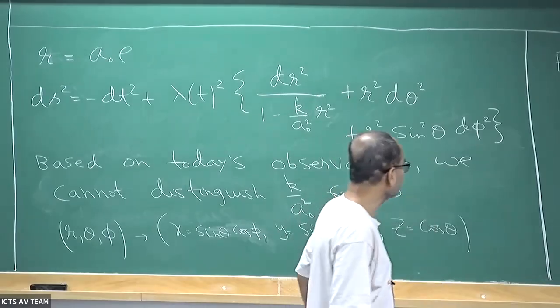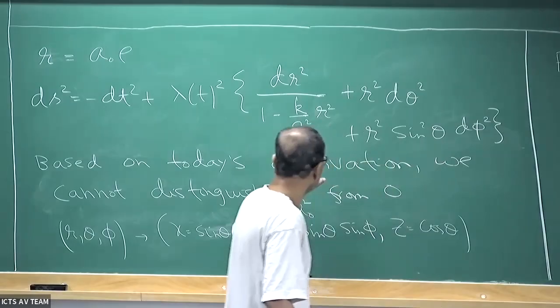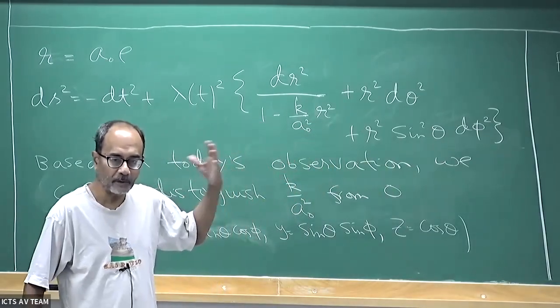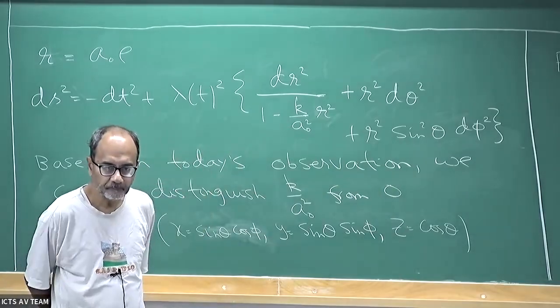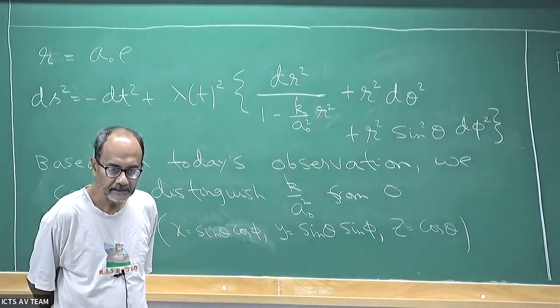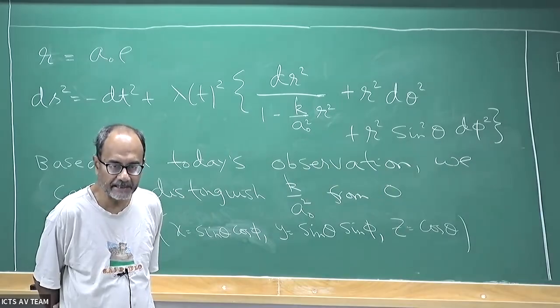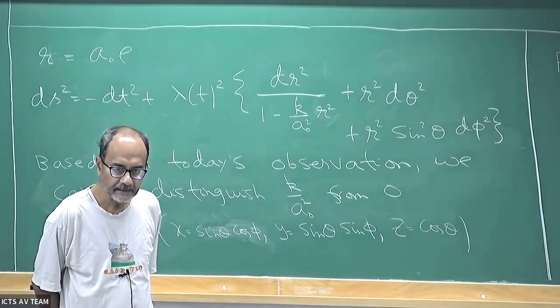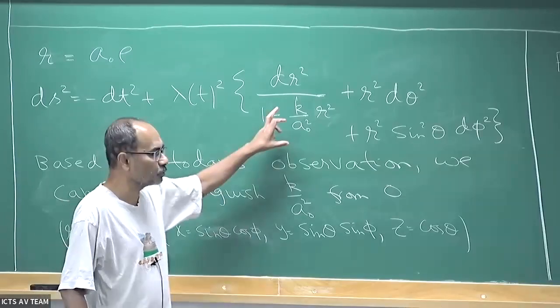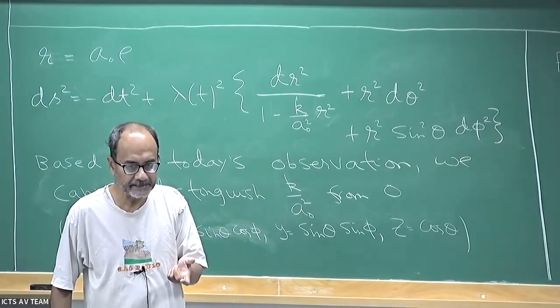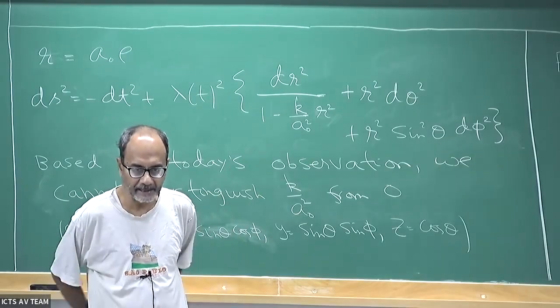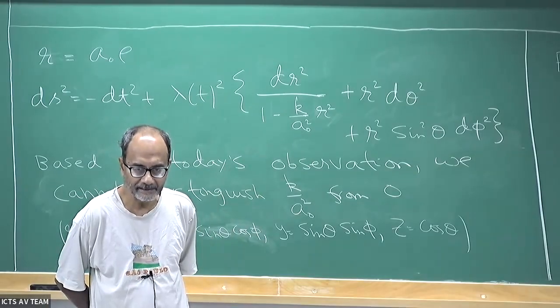K is one of the parameters, right? Okay, maybe I can say K over A0 square is a parameter. K over A0 square is small. This is a physical parameter of the metric, right? And K over A0 square being small or big makes a difference because it tells us whether the spatial slice is highly curved or has very small curvature, right?